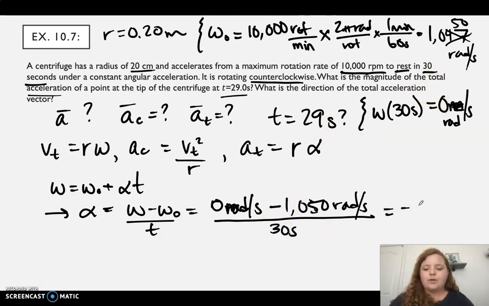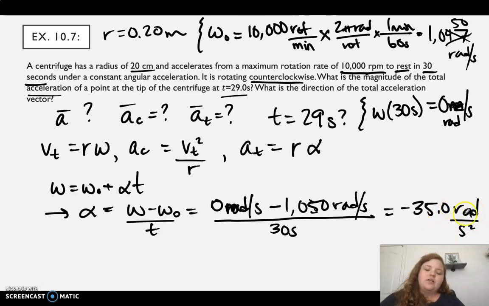All right, so we have 1050 over 30. And we get negative 35 radians per second squared. Okay, so that is our acceleration of the centrifuge. Okay, so that was our first step.